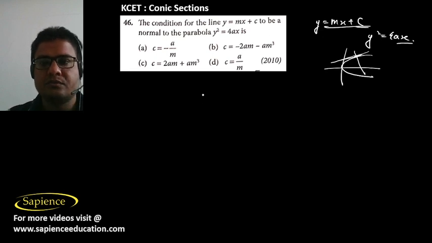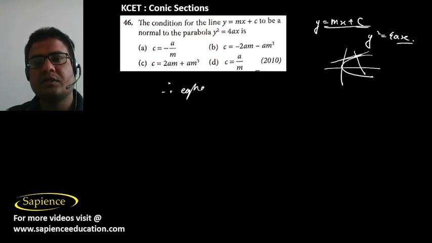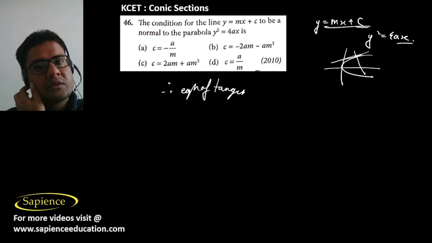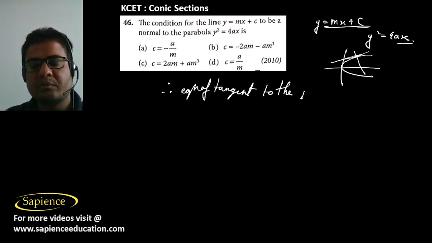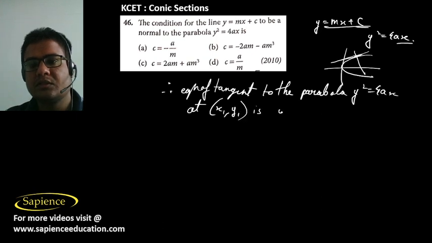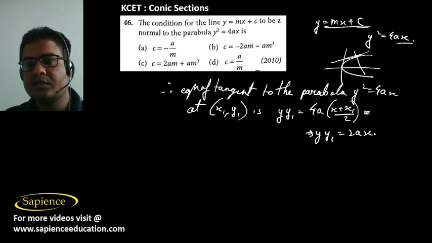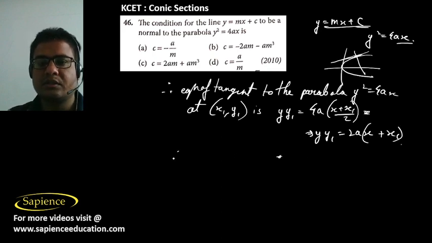So now therefore the equation of the tangent to the parabola y square equal to 4ax at the point x1 comma y1 is given as y y1 that is equal to 4a into x plus x1 by 2. So that will be y y1 that is equal to 2ax plus 2a into x plus x1 actually.